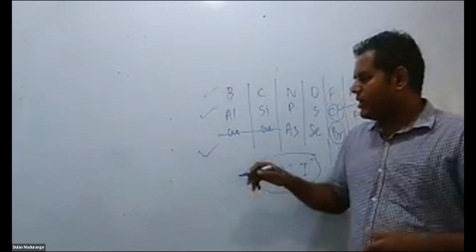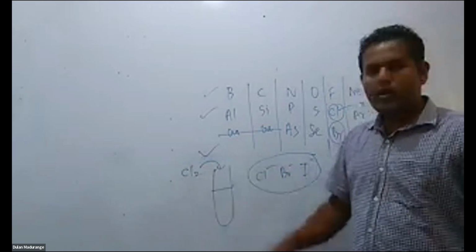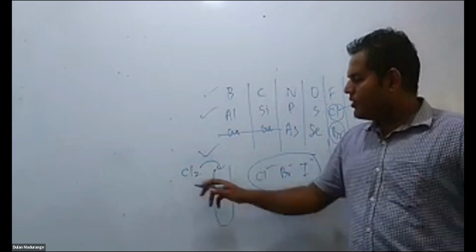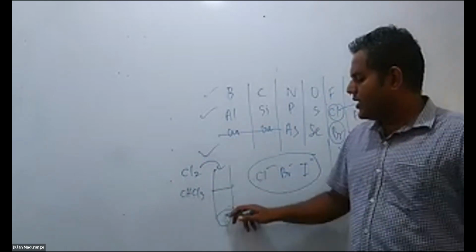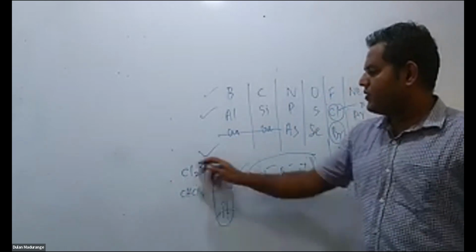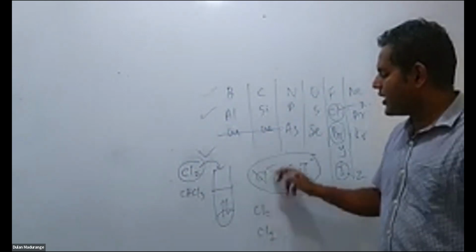That means we are getting a solution of halide ions and we are adding chlorine with chloroform, right? Then chloroform is making another layer here and then there will be two layers. So when you add Cl2, what kind of reactions will occur? Cl2 doesn't react with Cl minus.